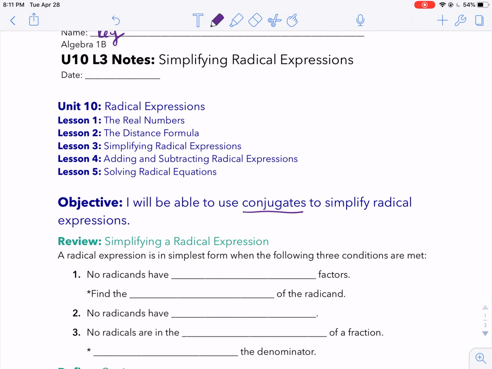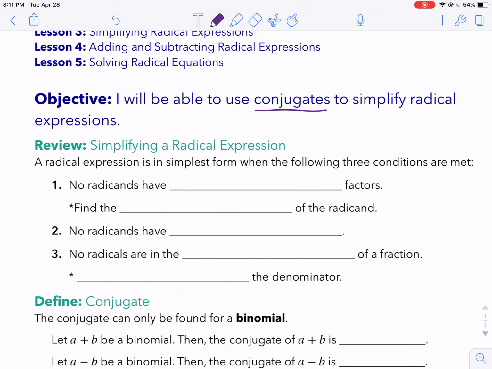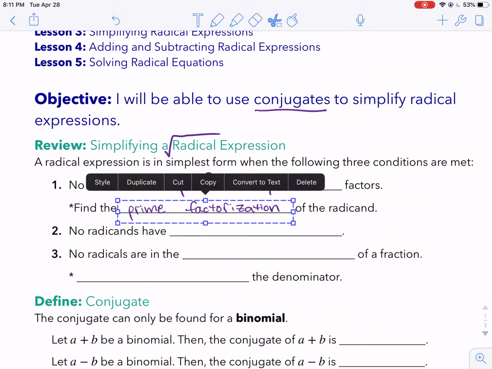Now you'll remember from yesterday that there are three things we need to check to see if a radical expression is simplified. Remember, a radical expression is something under a radical, the square root. So first we need to check that no radicands have perfect square factors. We don't want any perfect squares underneath our radical. So in order to do this, we check the prime factorization of the radicand. We split it up into its factors and then take all the squares outside of our radical.